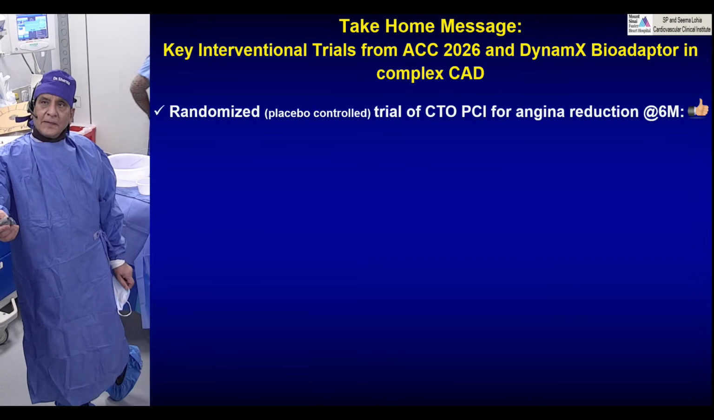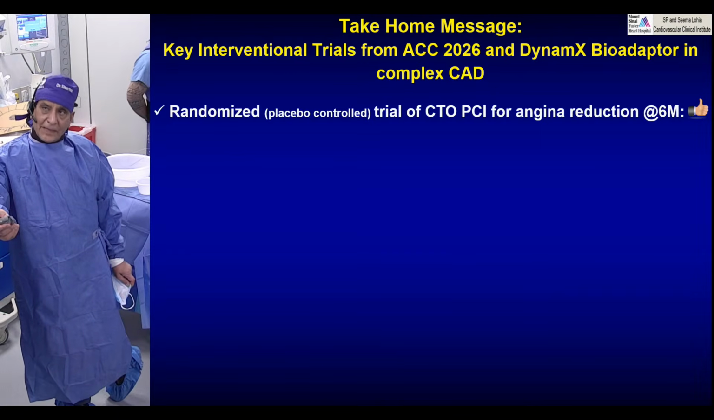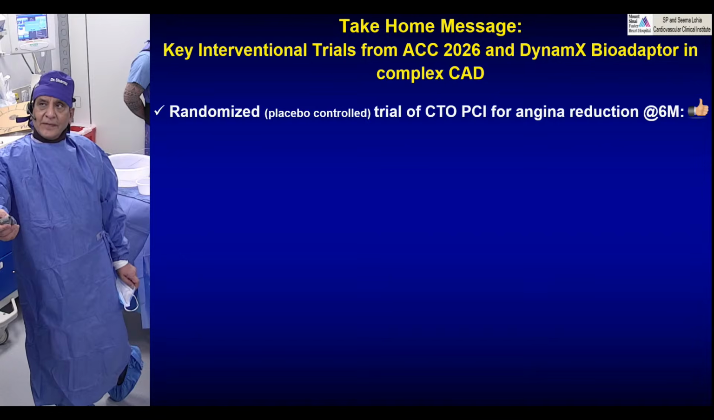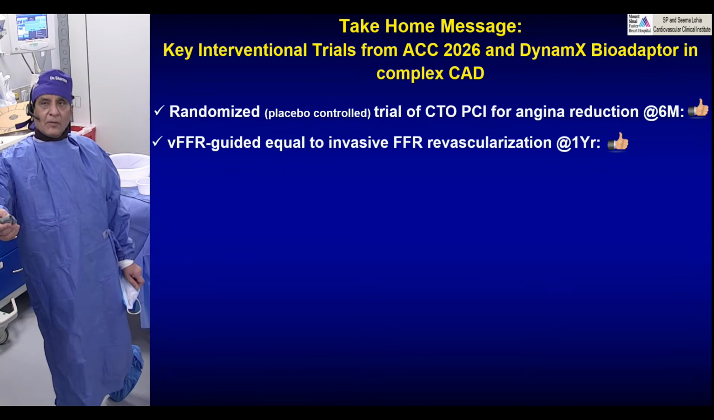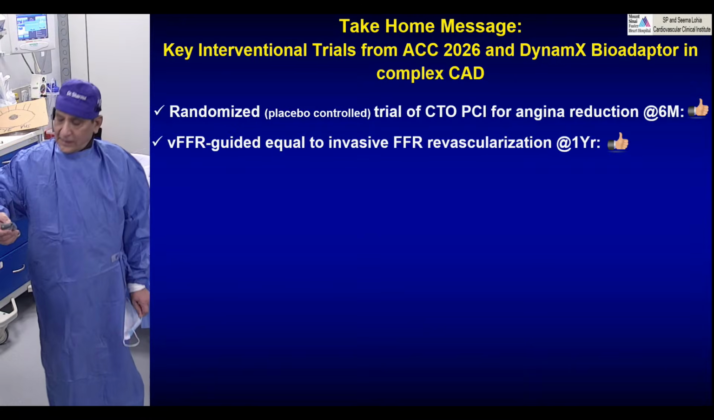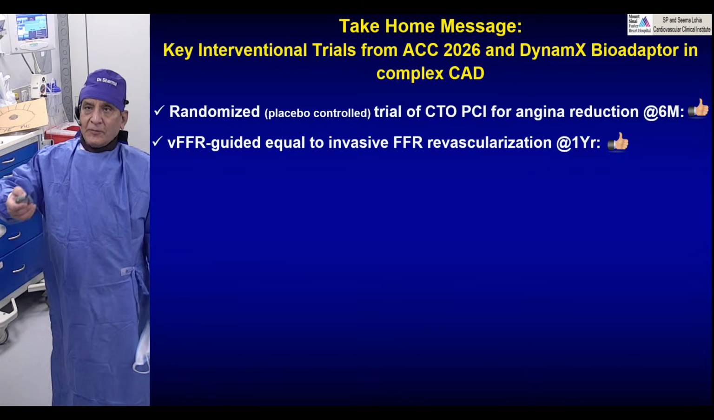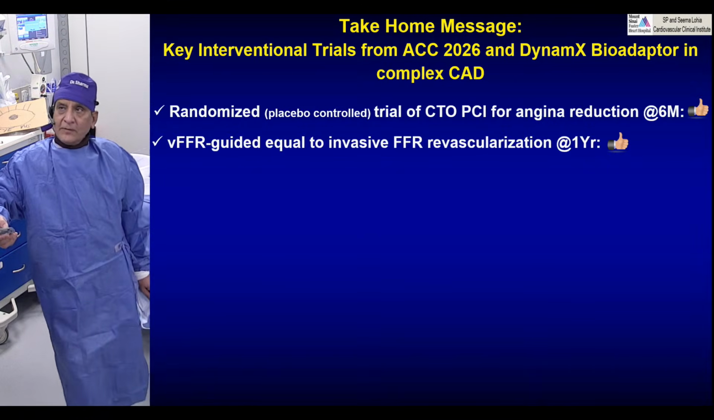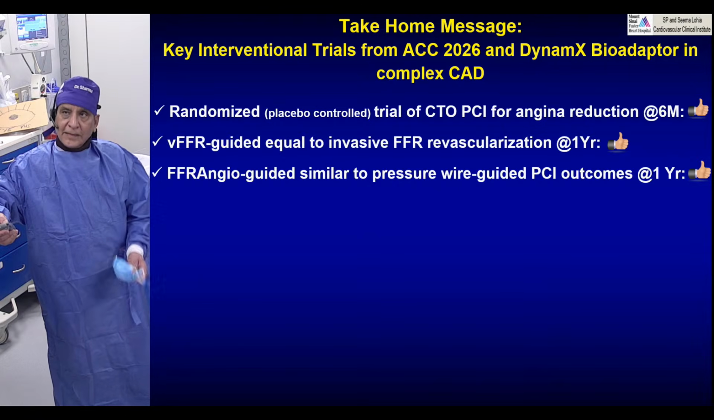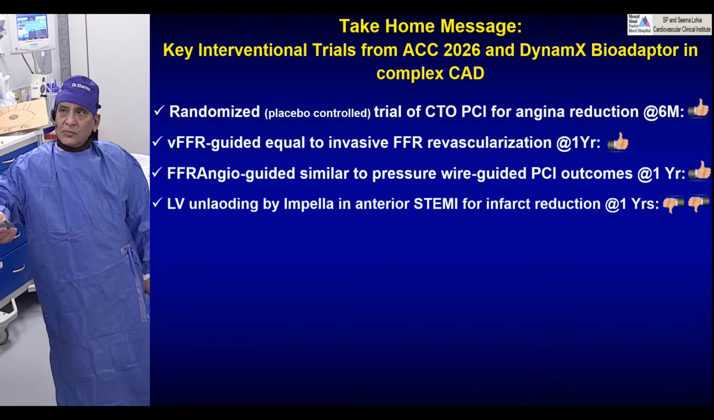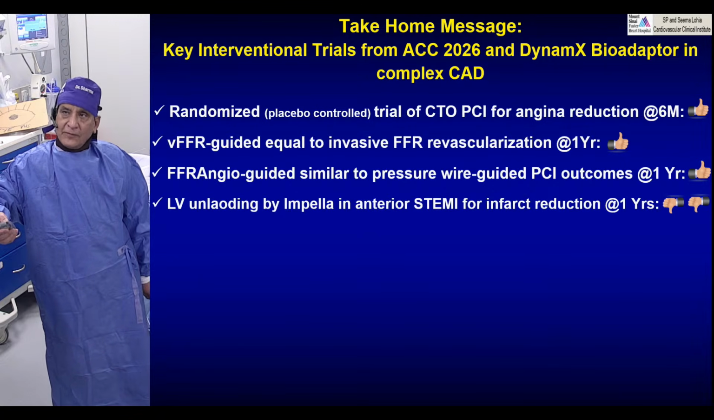So basically, our take-home message: randomized, placebo-controlled trial of CTO PCI for angina reduction at 6 months. Thumbs up. The VIRTU-FFR, which is basically a visual FFR-guided, equal to invasive FFR evaluation at 1 year, and same way FFR angio-guided, similar to pressure wire guided PCI outcomes. Both two trials back to back showed similar outcome to our invasive FFR.